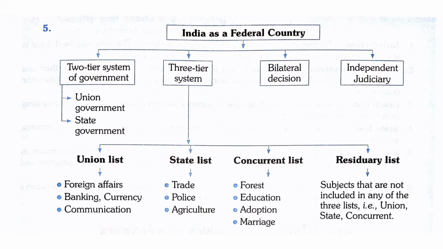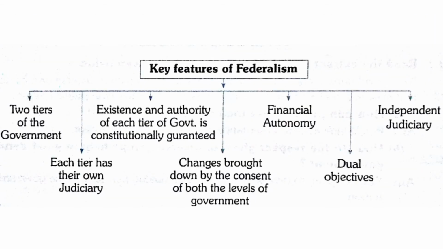Now, in order to know whether India is a federal country or not, we have to look back to the 7 features of federalism which we had touched earlier. So now let us consider the main features of federalism in brief. There are 7 features, and if these features are present in any country or government, that particular country or government will be known as a federal country or federal government.